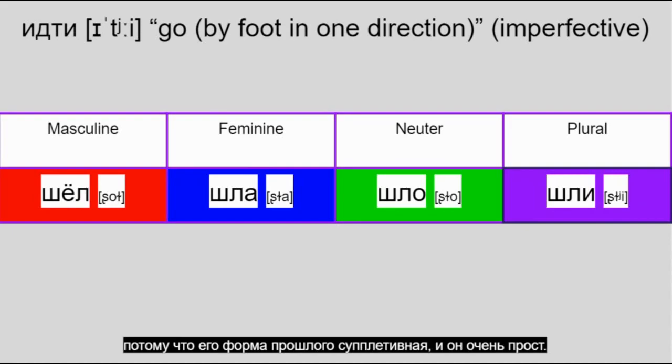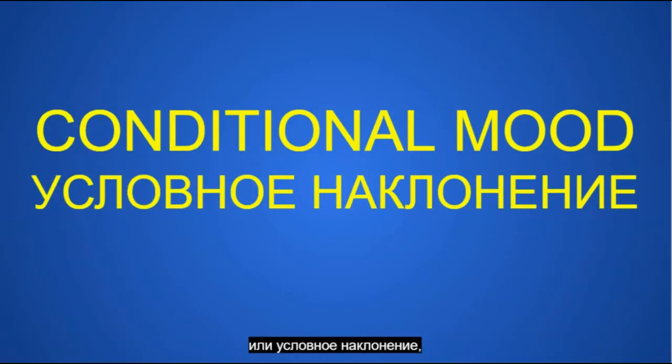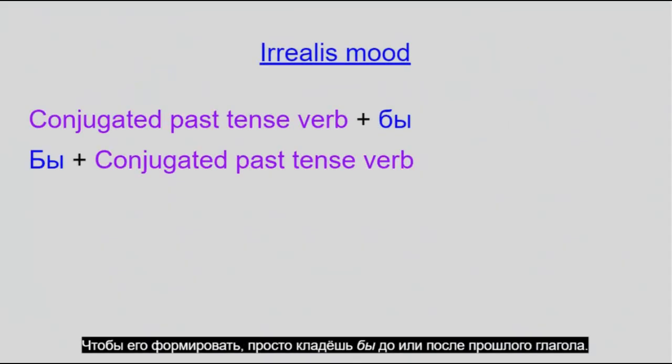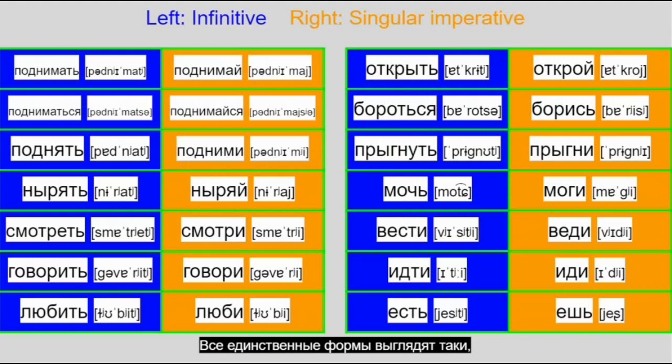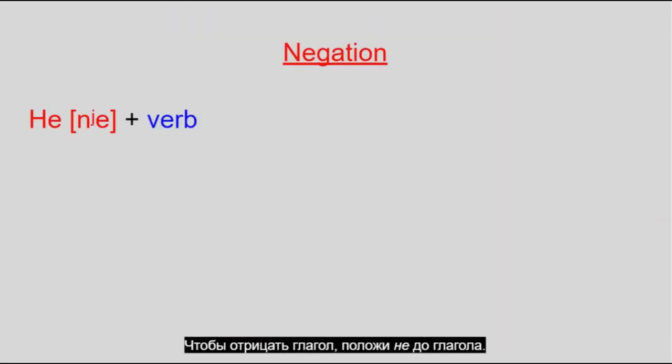From the past tense, you can also form the mood that is either the subjunctive or the conditional. Basically, I'd say it's any irrealis mood. To form that, you just put бы before or after the past tense verb. Next up, the imperative mood. There are 2 inflections here, one for singular and one for plural. The singular forms all look something like this, with и, й, or мягкий знак. The plural forms are basically just the singular with те on the end. Those are all the conjugations. In order to negate any verb, put не before it.